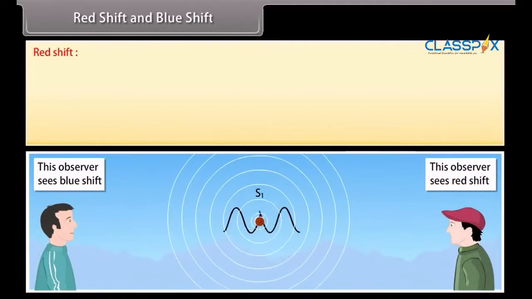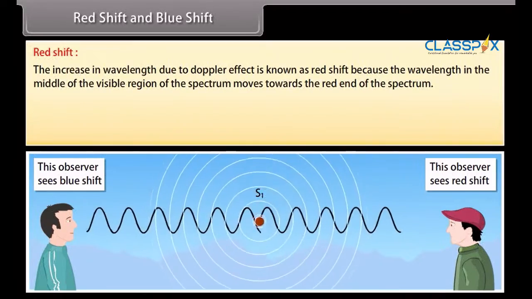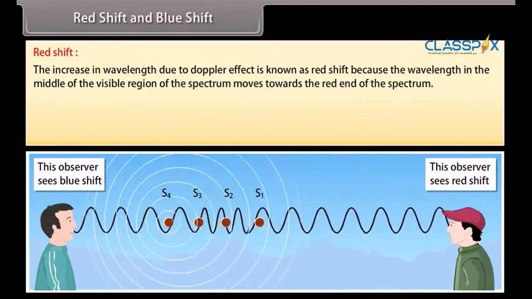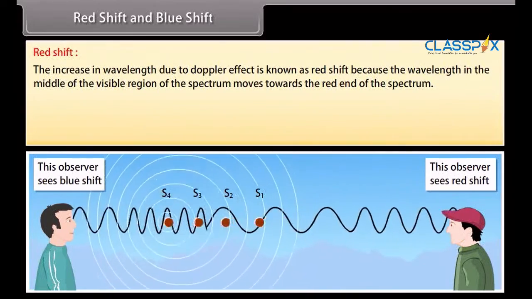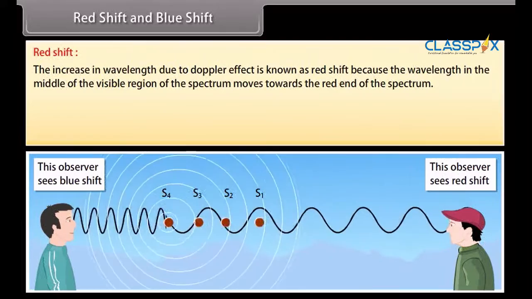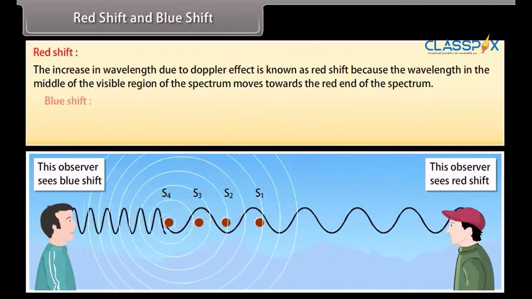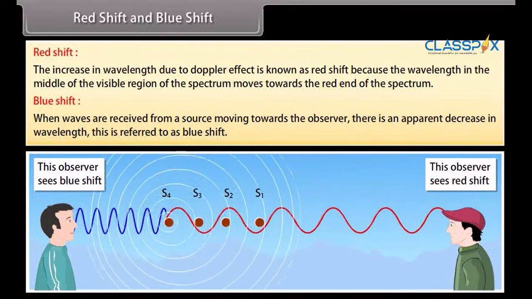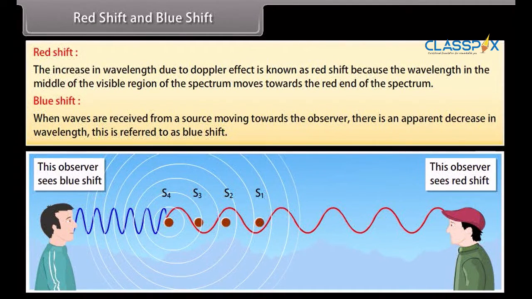Redshift and blue shift. Redshift. The increase in wavelength due to the Doppler effect is known as redshift, because the wavelength in the middle of the visible region of the spectrum moves towards the red end of the spectrum. Blue shift. When waves are received from a source moving towards the observer, there is an apparent decrease in wavelength. This is referred to as blue shift.